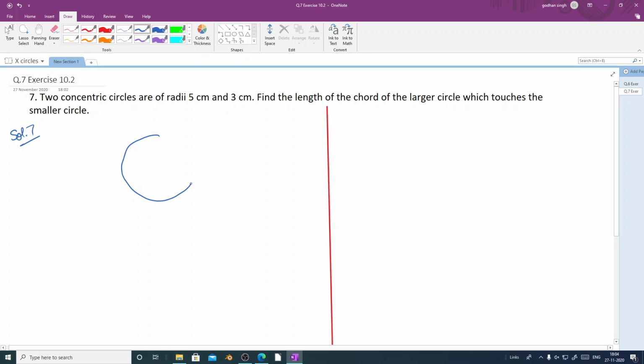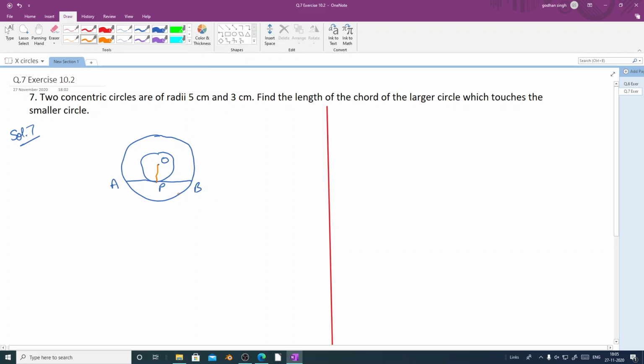So this is our first circle, and inside this we'll draw one more circle. So these are the two concentric circles because they have the same center, say O. Now it says that find the length of the chord of the larger circle which touches the smaller circle. So let's draw a chord here. So this point A and point B, joining them we will get the chord, and let it touch the smaller circle at, say, point P. So we'll join O and P.